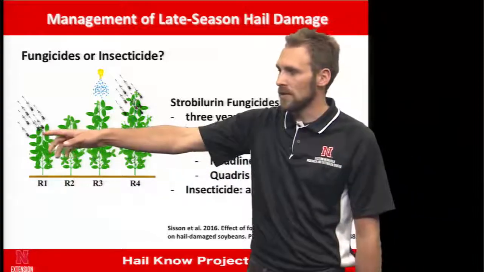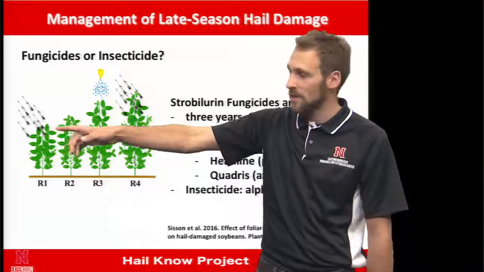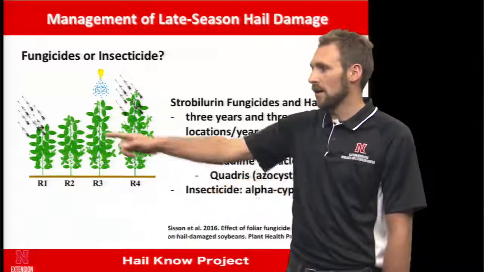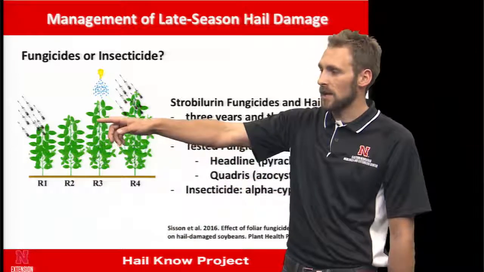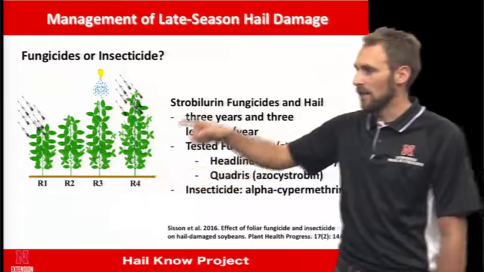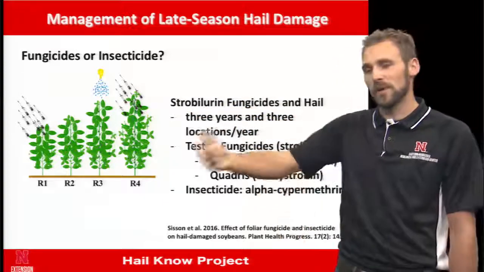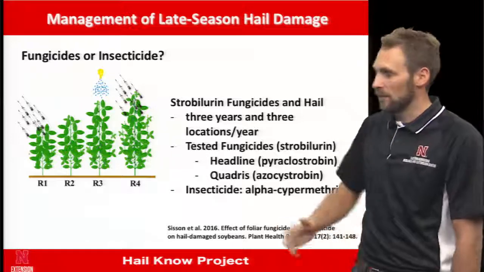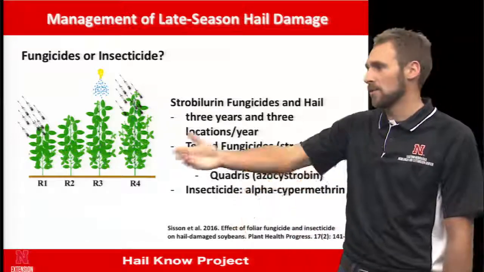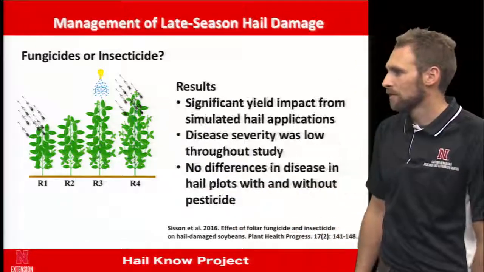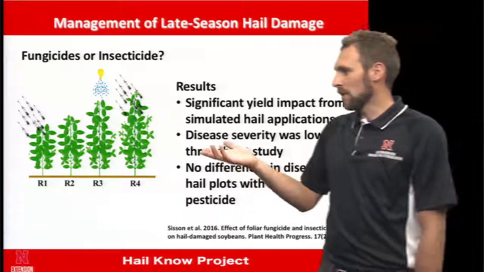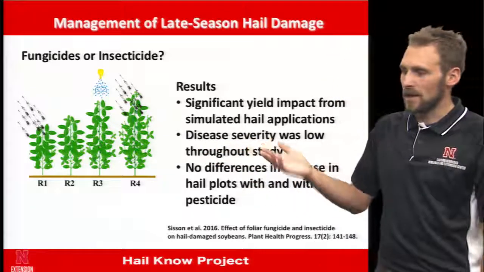They applied hail using a simulated hail machine at R1 stage soybeans. Then they did a fungicide/insecticide application at R3, and then they did hail again at R4. So this is one of those situations where they had hail, applied fungicide, and then they applied it as part of a practice prior to a hail event occurring at R4. So significant yield impacts from the simulated hail applications.